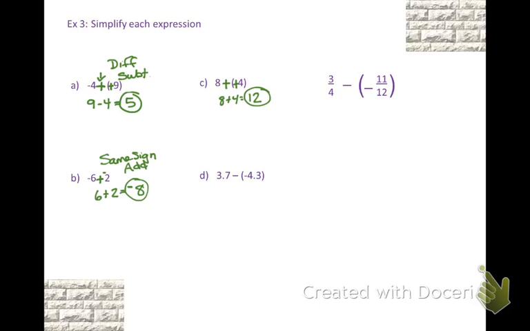3.7, I'm going to make it minus a negative 4.3. I'm going to turn it into an addition problem and make it a positive 4.3. So it's going to be 3.7 plus 4.3. That's 10. Bring down the decimal. And 4 plus 3 is 7 plus 1 is 8. They're both positive, so your answer is just 8.0.